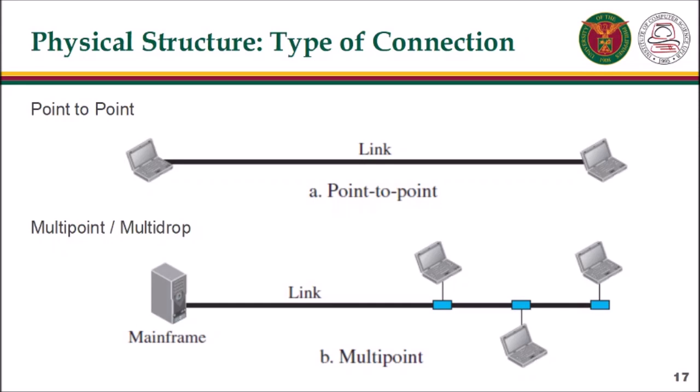There are two possible types of connection, point-to-point and multipoint. A point-to-point connection provides a dedicated link between two devices. The entire capacity of the link is reserved for transmission between those two devices. A multipoint connection is one in which more than two specific devices share a single link. In a multipoint environment, the capacity of the channel is shared either spatially or temporally. If devices can use the link simultaneously, it is a spatially shared connection. If users must take turns, it is a time-shared connection.